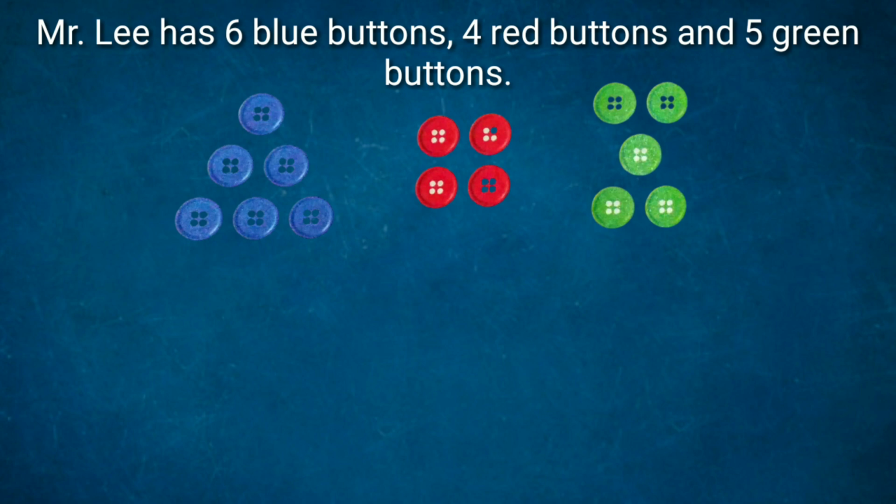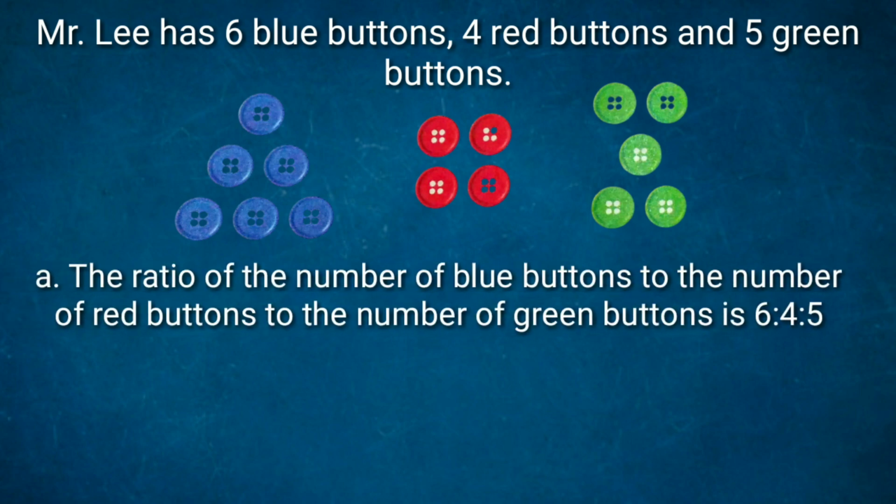Mr. Lee has 6 blue buttons, 4 red buttons, and 5 green buttons. The ratio of the number of blue buttons to the number of red buttons to the number of green buttons is 6:4:5.